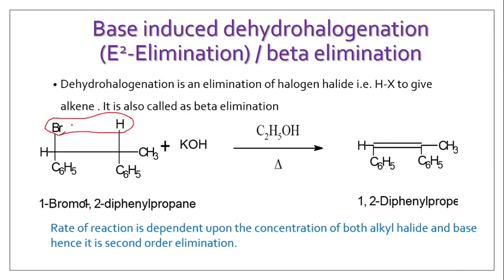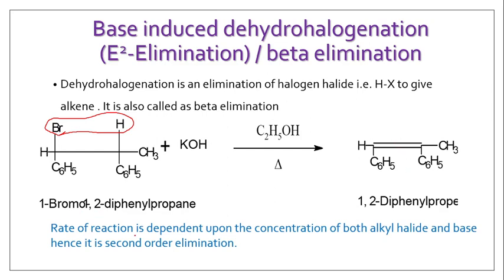De means elimination or removal, hydro means hydrogen, and halo means halogen. The hydrogen and halogen are eliminated, so that's why this is called dehydrohalogenation. In the dehydrohalogenation reaction of this 1-bromo-1,2-diphenyl propane in the presence of alcoholic KOH, we get 1,2-diphenyl propene. Here you can see HBr has left and we have got an alkene.